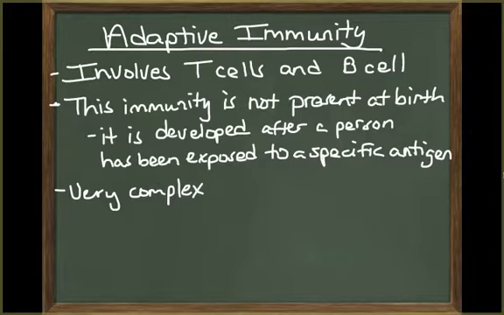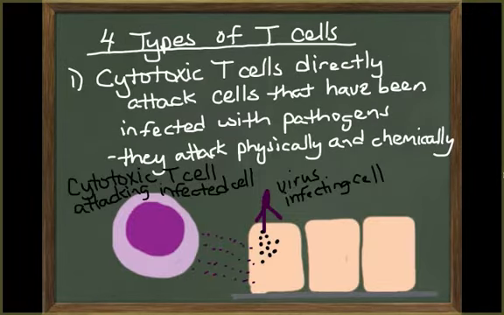Adaptive immunity is not present at birth, but must be developed after a person has been exposed to that specific antigen. The process of adaptive immunity is very complex, and for this segment we will only describe the role of the T cells and the B cells, and will not describe in detail the complex process of adaptive immunity. The 4 types of T cells have different roles in the immune response.